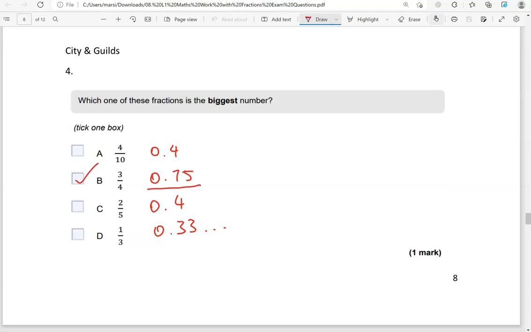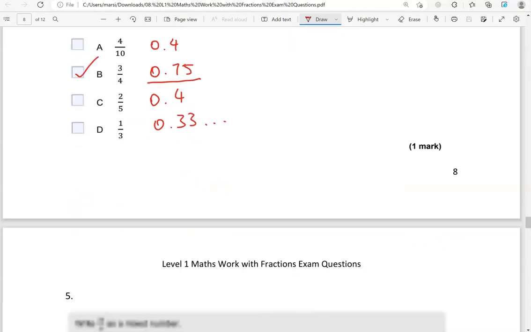Another way you can look at this is that 4/10, that is less than half, because half would be 5/10. 2/5, again, that is less than half, because half of 5 is 2.5. And also 1/3 is less than half, because half of 3 is 1.5. So 3/4 is the only one that is more than half. So that is the highest fraction.